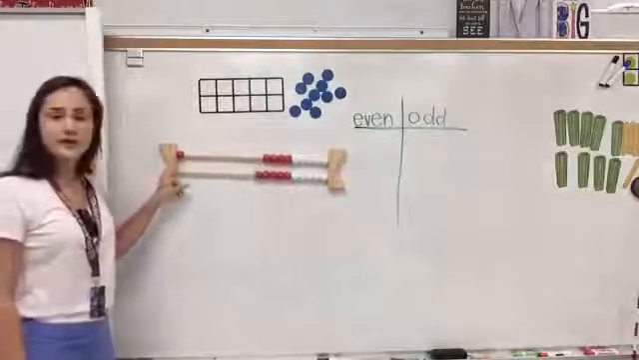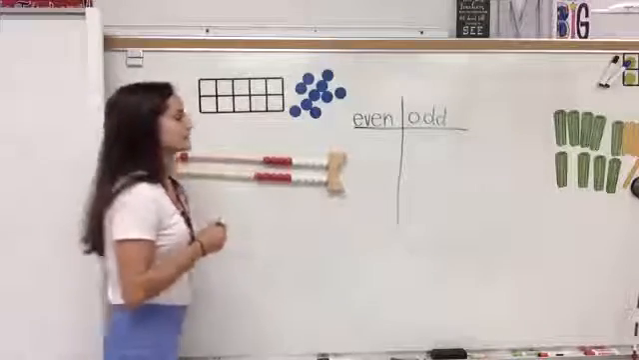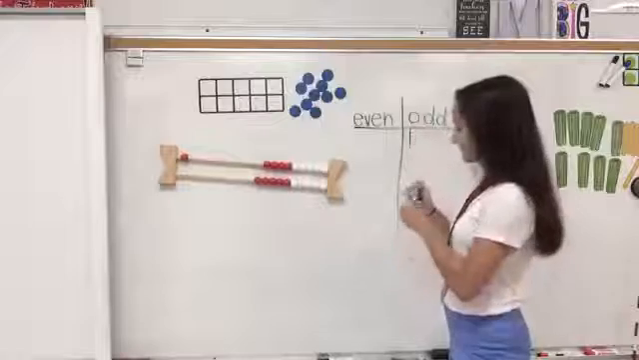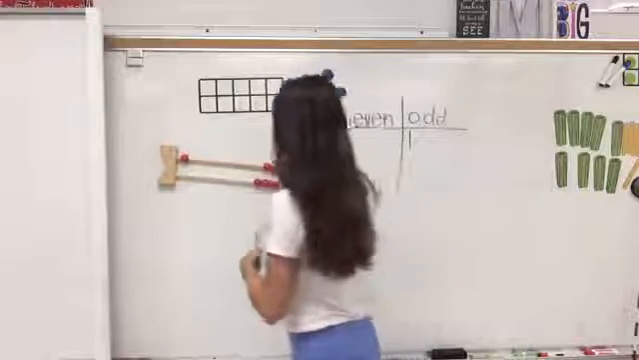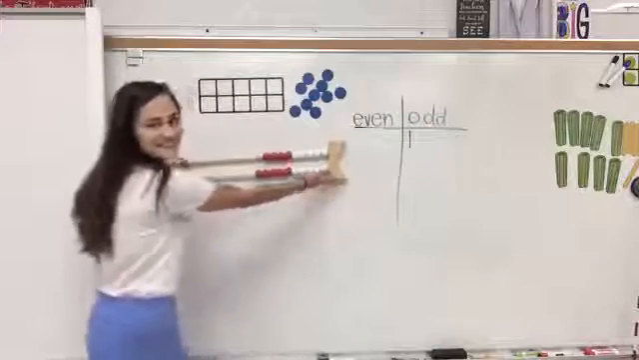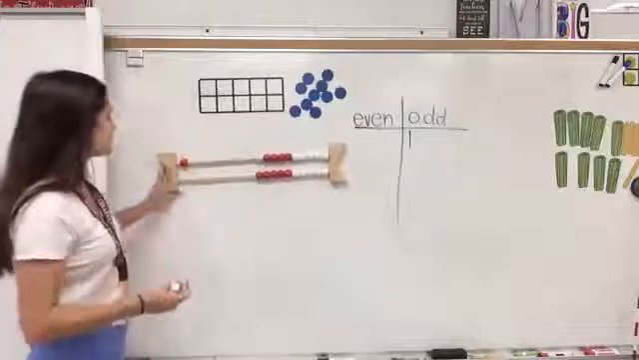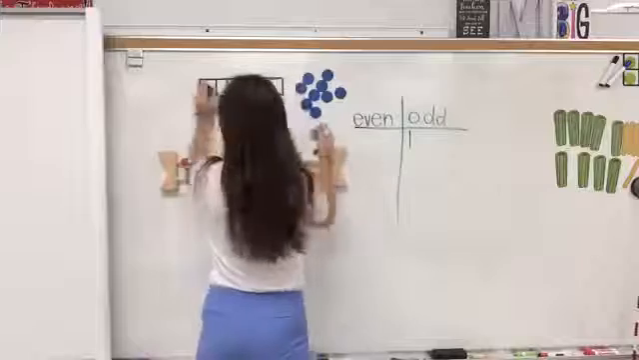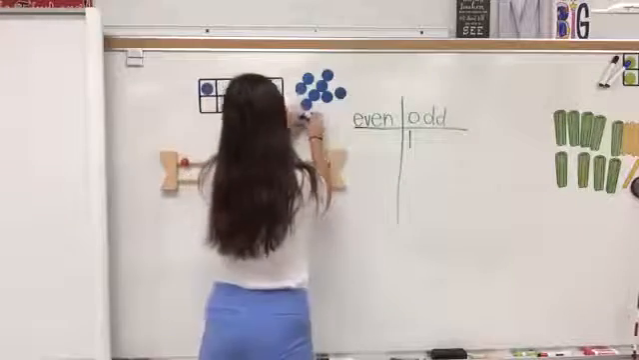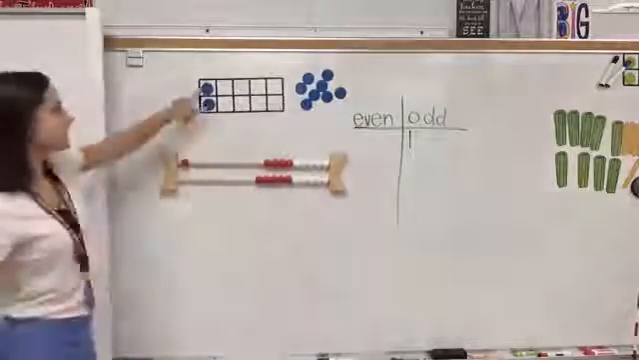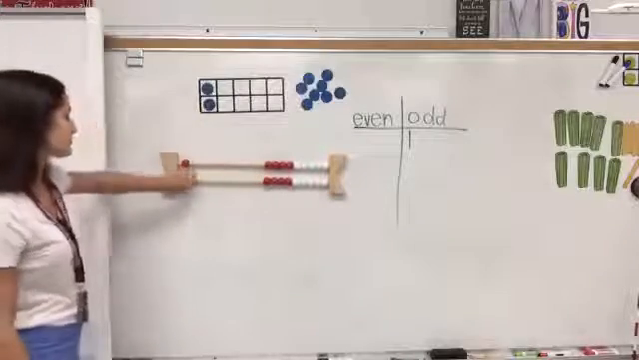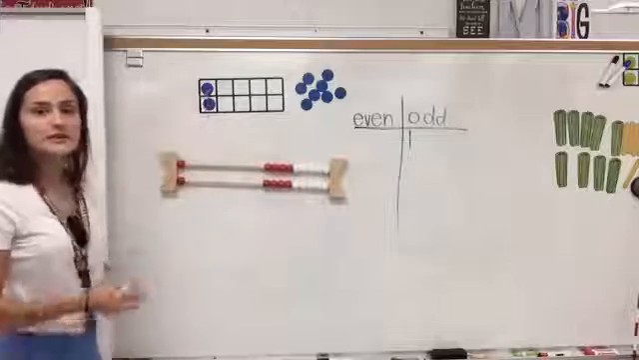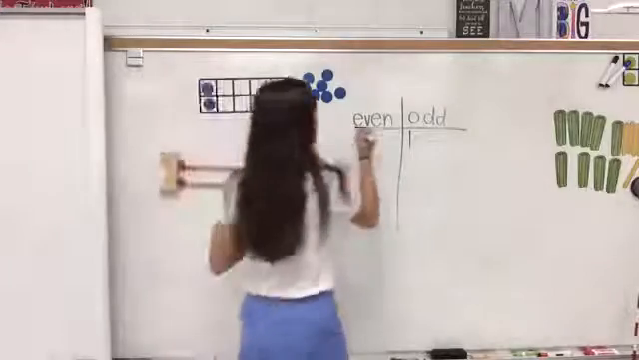Alright, does 1 have a pair? It does not. So this is going to go into the odd side. Alright, let's do 2. And let's do it on this one. Alright, here's 2. We can do it on this one too. Does 2 have a pair? It sure does. So it is an even number.